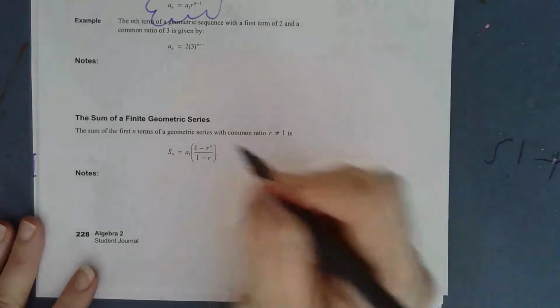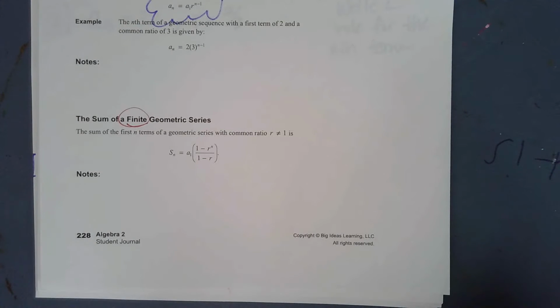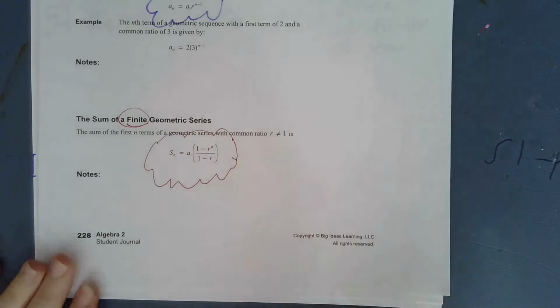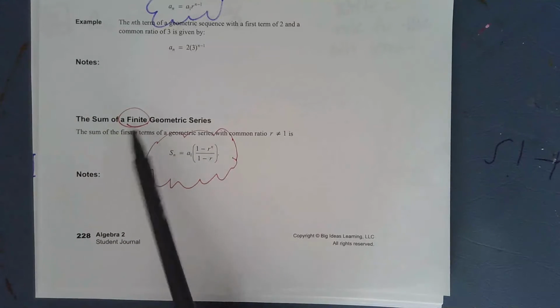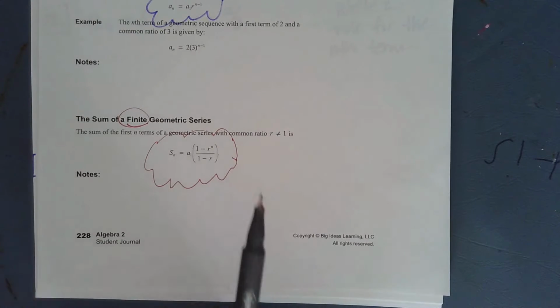The other formula that we're going to talk about right now is our sum of a finite geometric series. So there's going to be a couple of formulas that we're going to use. The finite geometric series. So finite means that it has an end. So in other words, if I asked you to add up, again, the first 26 terms of this geometric sequence, that would be a series, that would be a finite number of terms in the series, and then you would use this formula.